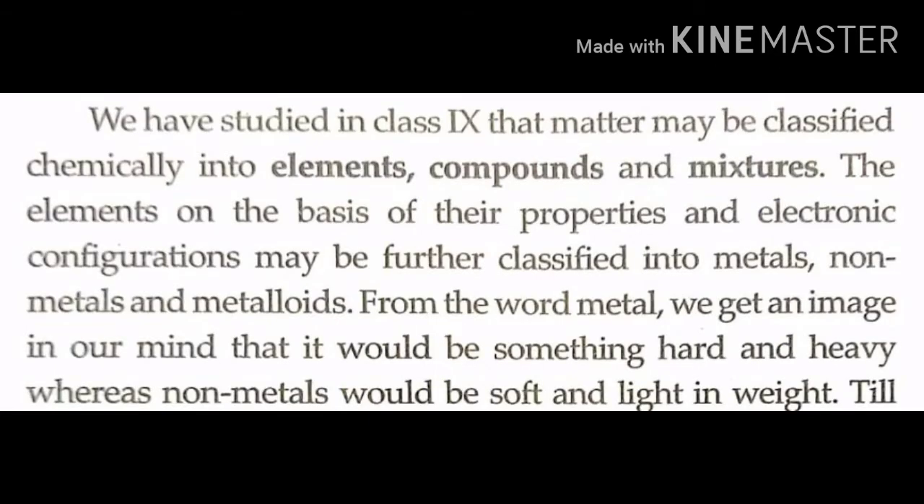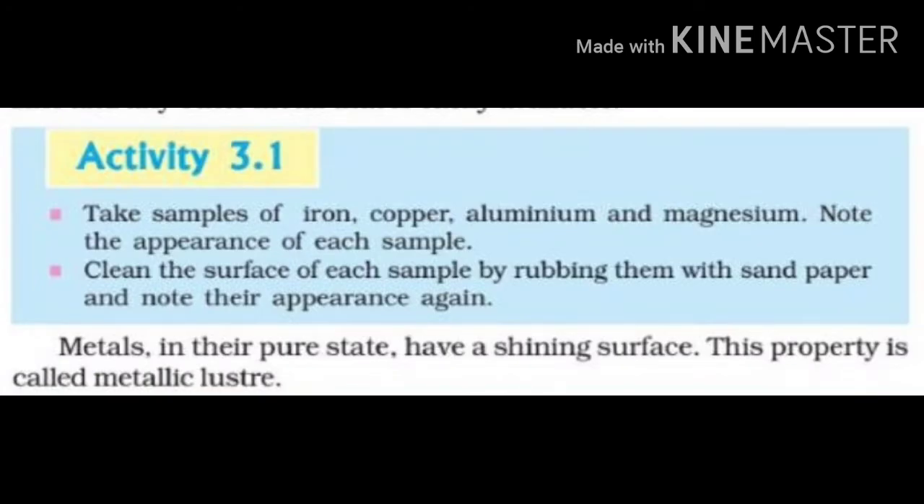We have studied in class 9 that matter may be classified chemically into elements, compounds, and mixtures. The elements, on the basis of their properties and electronic configurations, may be further classified into metals, nonmetals, and metalloids. From the word metal, we get an image in our mind that it would be something hard and heavy, whereas nonmetals would be soft and light in weight. Let us learn physical properties of metals by activities.